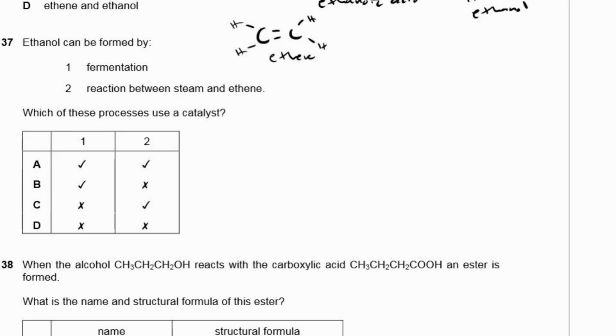Question 37. Ethanol can be formed by fermentation or reaction between steam and ethene. So which of these processes uses a catalyst? Well, reaction between ethene and steam, yes, that absolutely requires a catalyst. So it's one of those two. Fermentation uses biological catalysts called enzymes, so the answer is A.